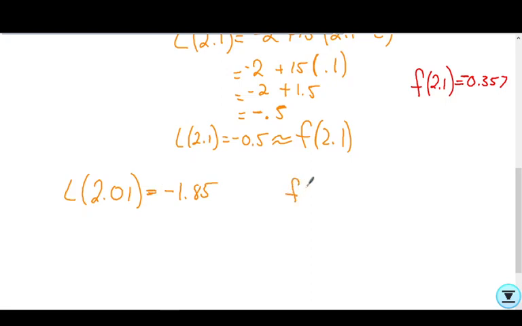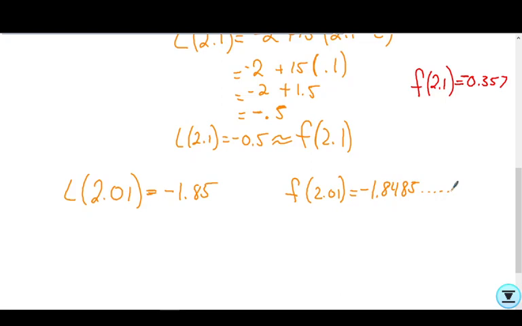and f at 2.01 is negative 1.8485, and so on. So notice that the closer we get to 2, the closer our approximation gets.